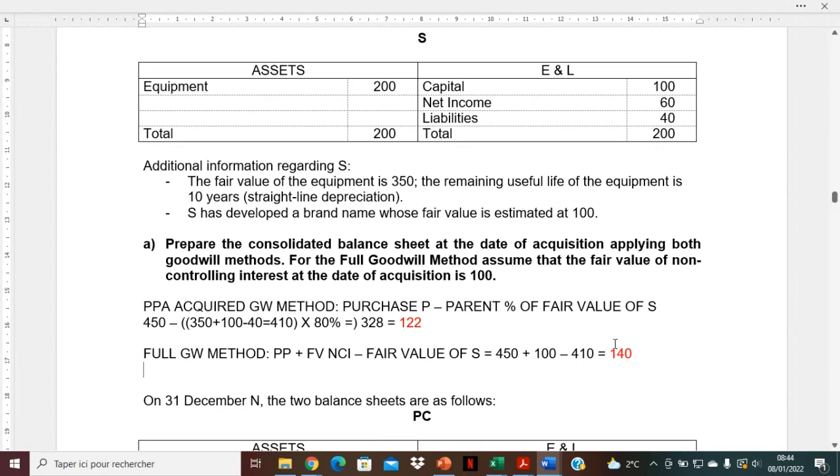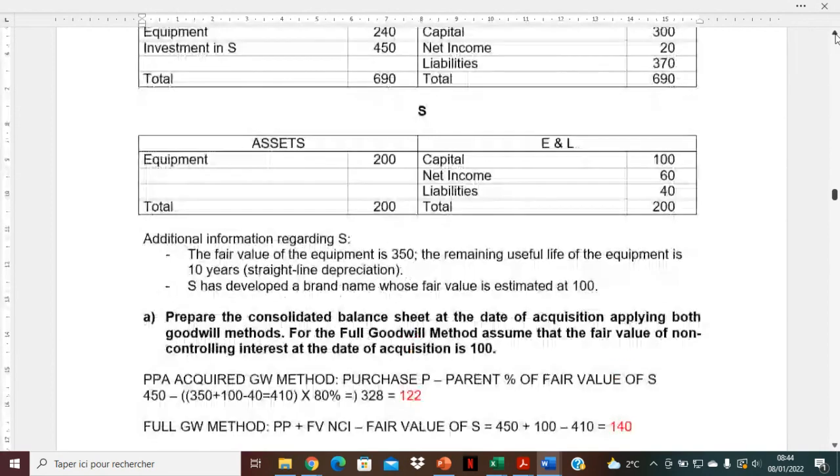So as we said yesterday, the full goodwill will always be higher than the acquired goodwill. Here we see there's a difference of 18. And that means the difference here of 18 basically is the goodwill that relates to non-controlling interest. Basically, that's the idea. Okay, so we did this analysis.